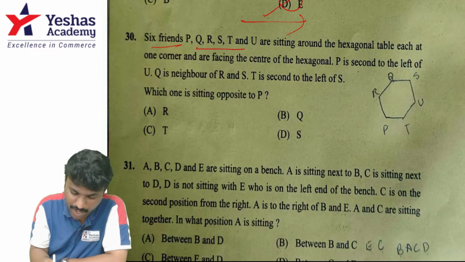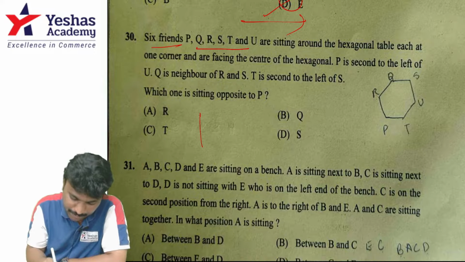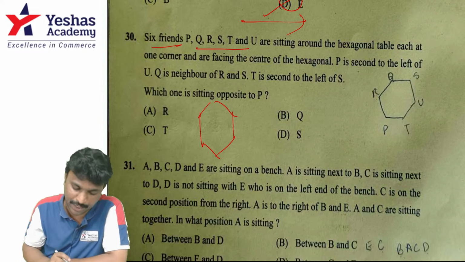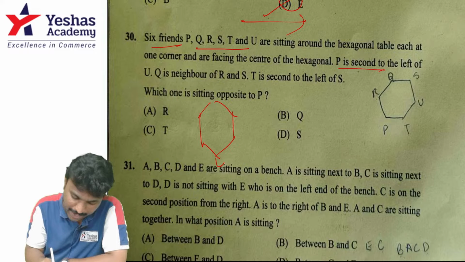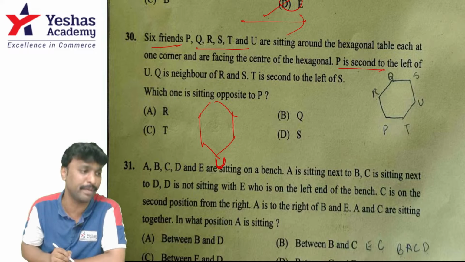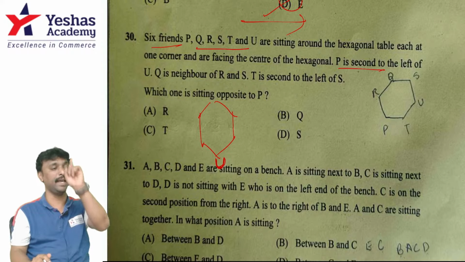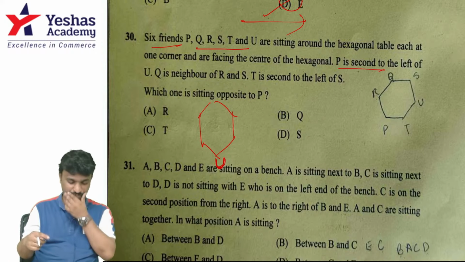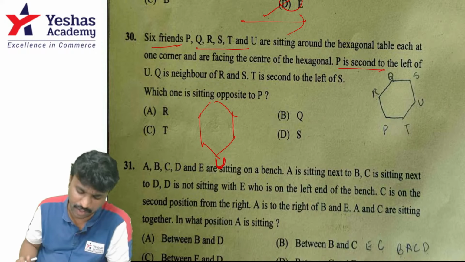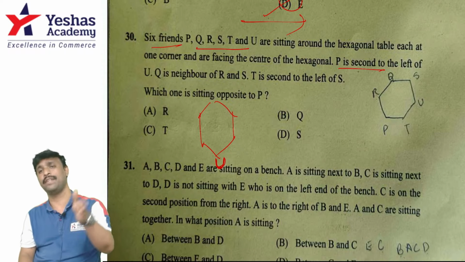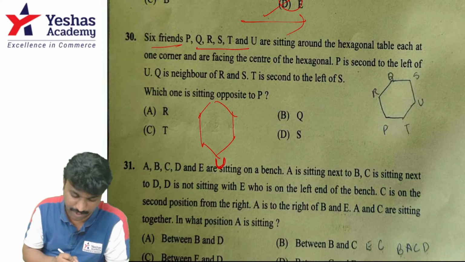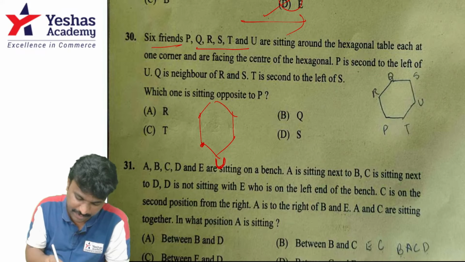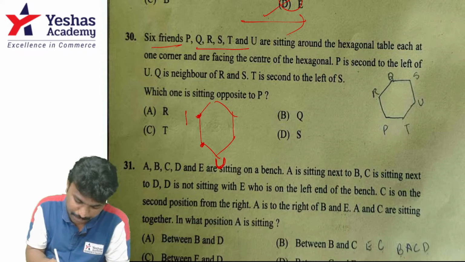Six friends, P, Q, R, S, T, U, are sitting around a hexagonal table. So this is a hexagonal table. Now, pick the shortest statement. P is second left of U. So U, the reference person, I place at the bottom, because facing the center means obviously facing north. The person at the bottom will definitely face north. So why north facing? Because left is left only, right is right only for the north facing person. P is second left of U. So obviously first left is this side and second left is this. Obviously P is over here.